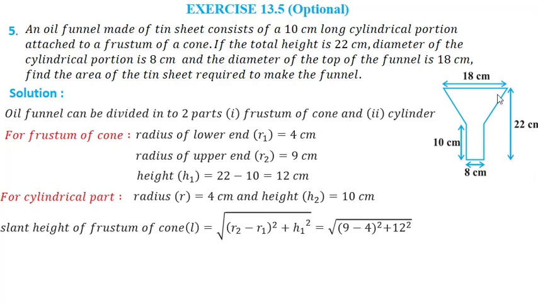Now, as we have to calculate the area, first we find the slant height of this frustum of cone. For slant height we use the formula, it is root of (R2 minus R1) the whole square plus H1 square, right? You can construct one right angle triangle and use Pythagoras theorem. That gives me root of (9 minus 4) the whole square plus 12 square, and it comes out root 169, that is 13 centimeter. So the slant height for this frustum of cone is 13 cm.